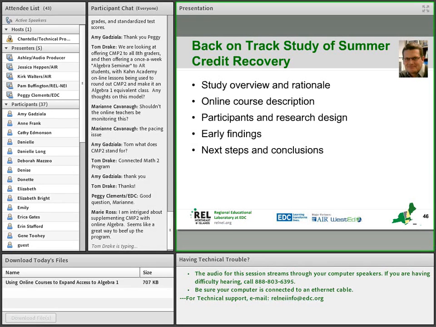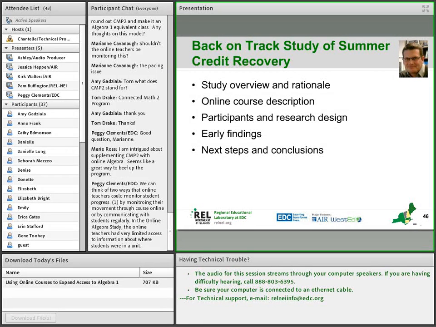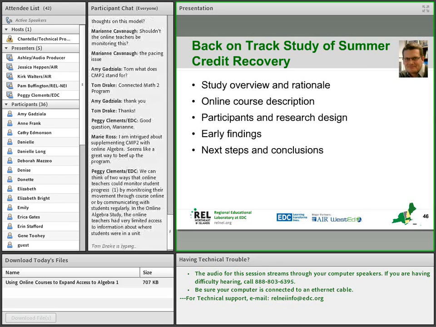So the Back on Track study is a partnership between the American Institutes for Research, AIR, the Chicago Public Schools, and the Chicago Consortium on School Research based at the University of Chicago. And just like the Access to Online Algebra study, these things don't happen unless there are truly great partners. And the same has been true of this study as it was in the Access to Online Algebra study. I think that's one of the most satisfying things about doing field research like this, that it feels like a true partnership.